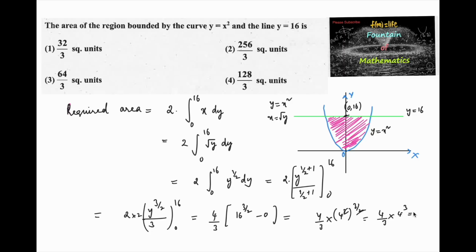4 cube is 64, 64 fours are 256, so 256 divided by 3 square units. So which is the required area, which is our option 2. So 256/3 square units.